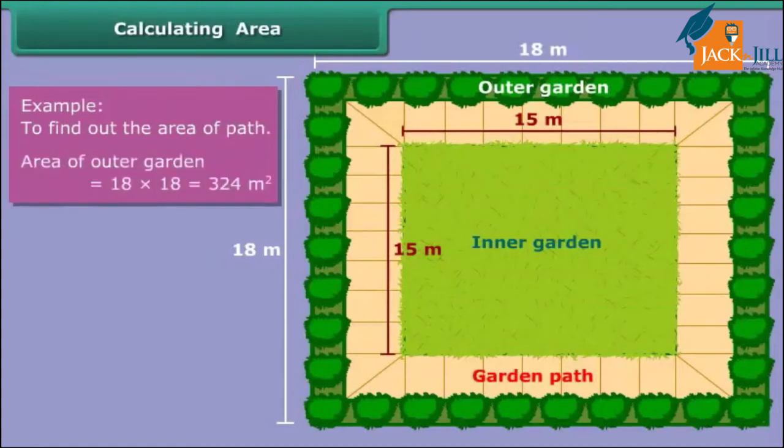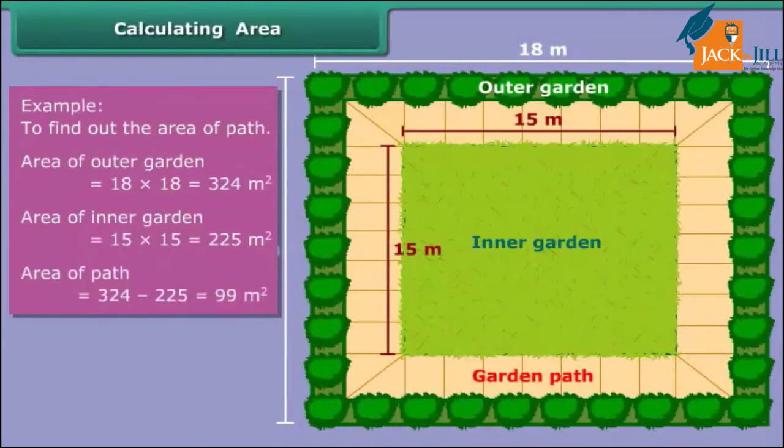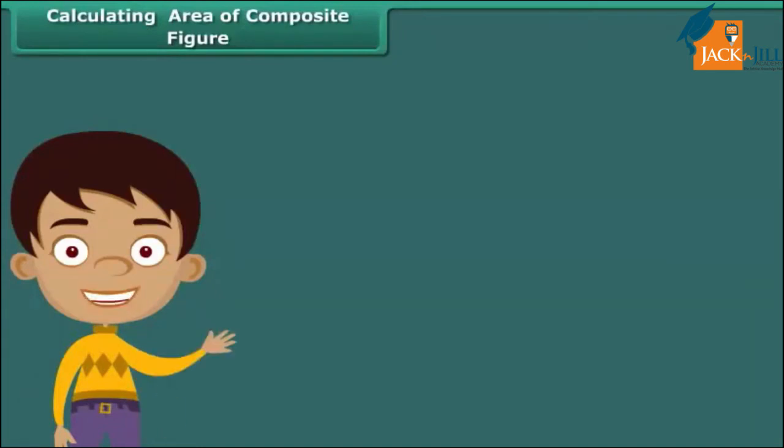The area of the outer garden is 324 meters square and the area of the inner garden is 225 meters square. So, the area of the path will be 324 meters square minus 225 meters square, which is equal to 99 meters square.